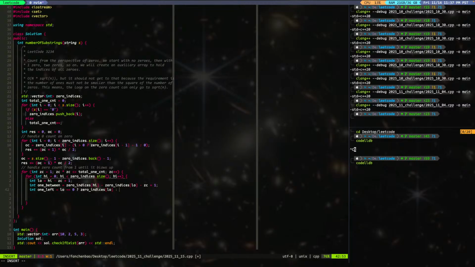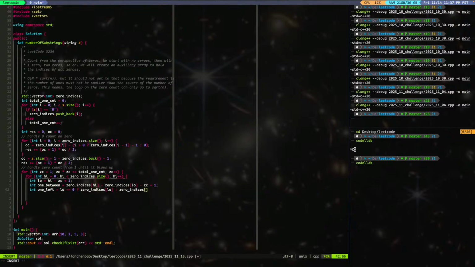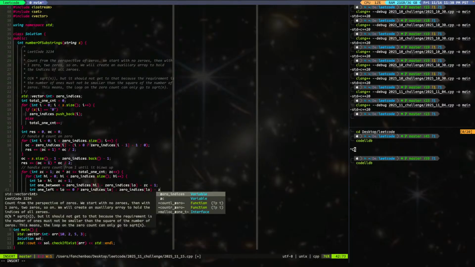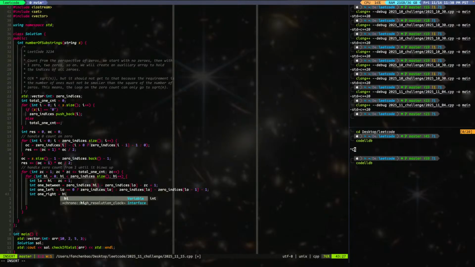Otherwise, then we have a 0, and this is low. This is low minus 1, right? So that's 2, and we have to minus 1. Right, so there's a 1 on the left, and then 1 on the right. High. Indices size minus 1.